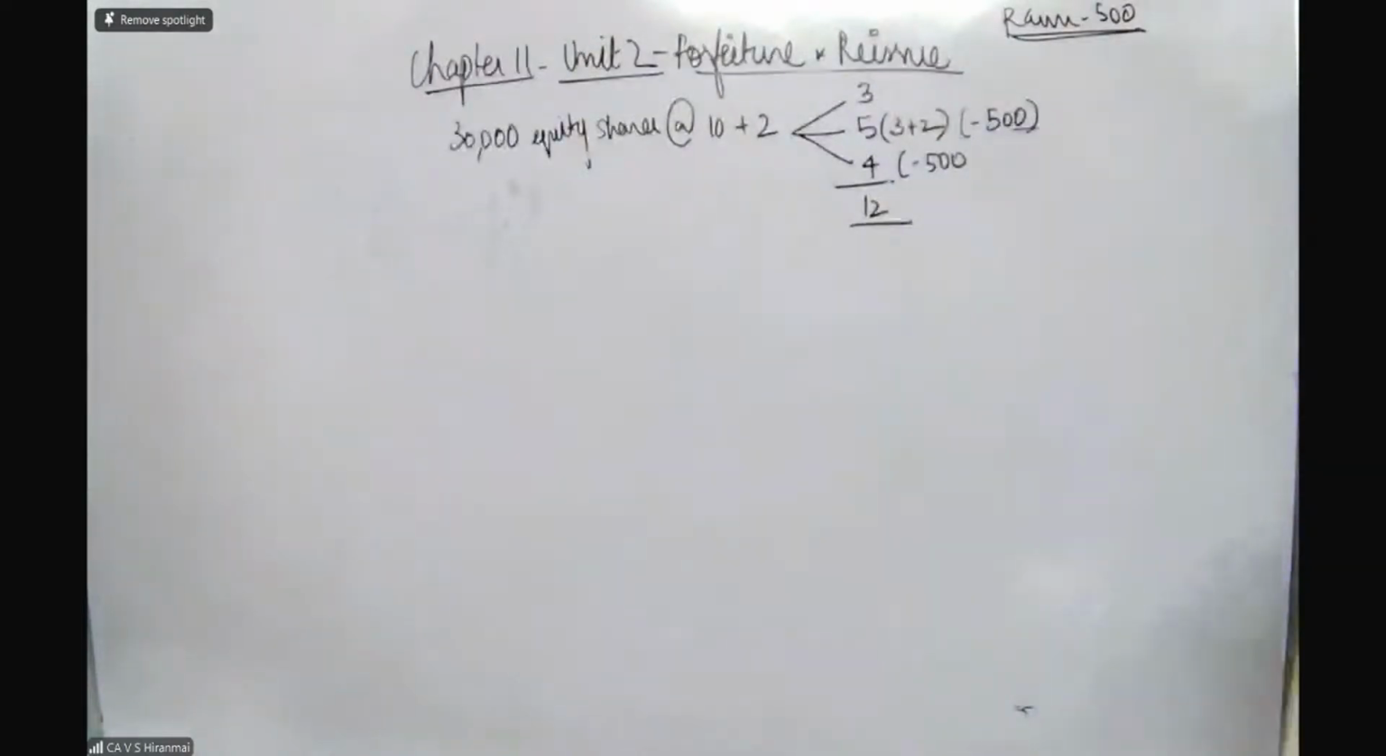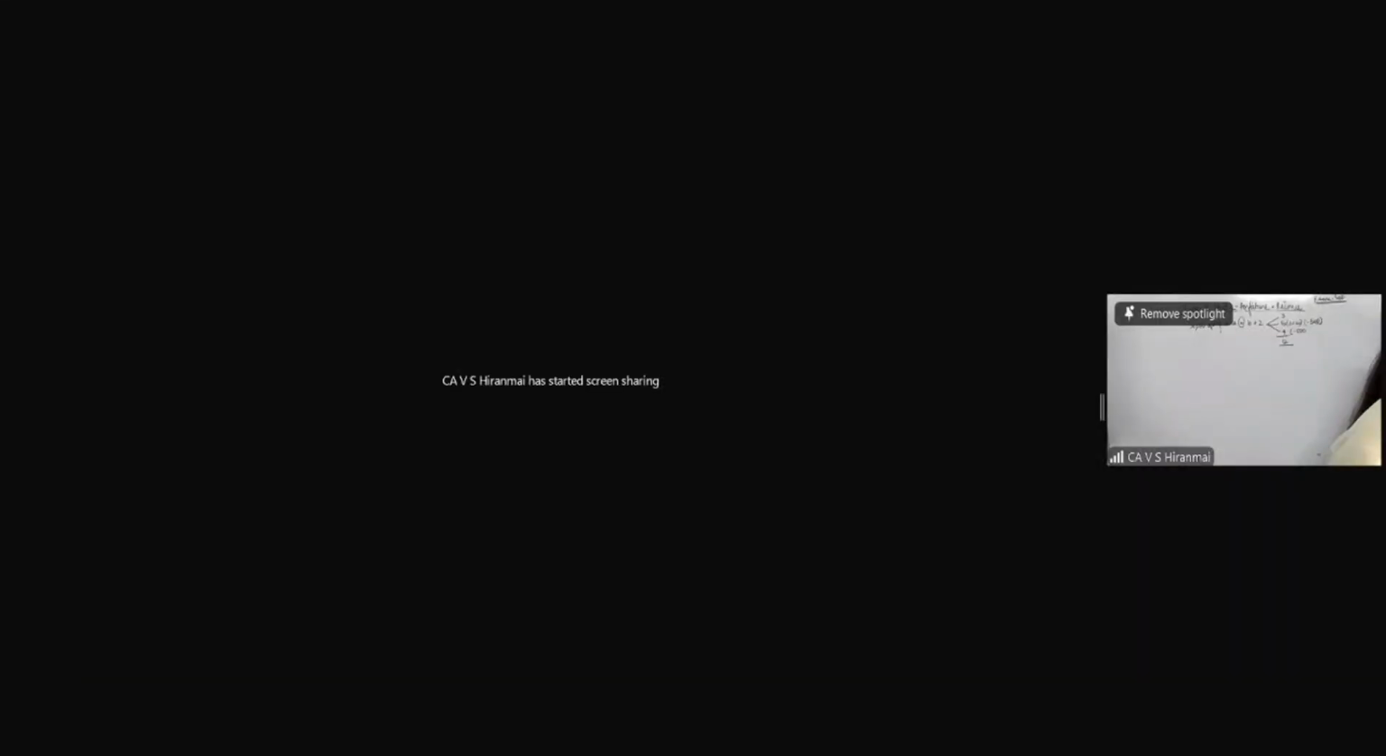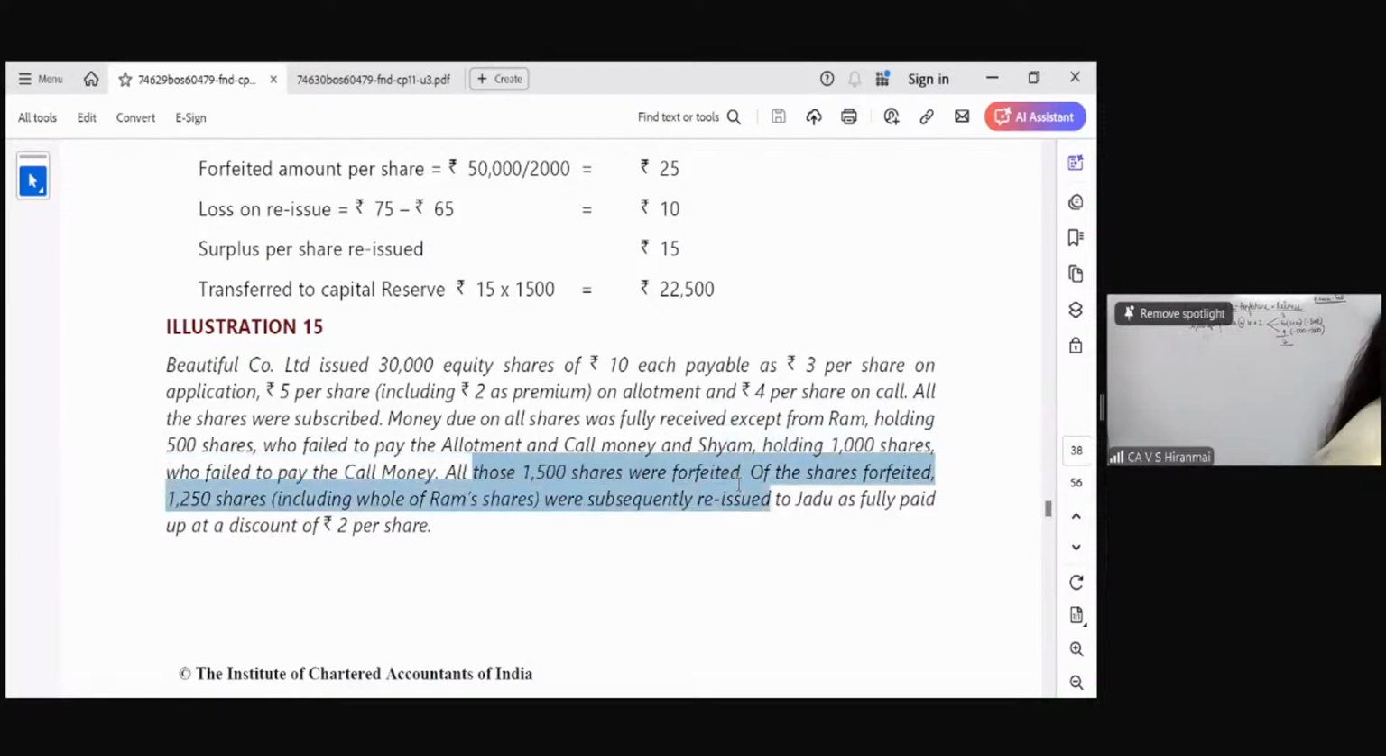So whenever there are calls in arrears in the question, simple. What did I tell you? I told you to put that minus and show it in the presentation. So there is another person, Shyam, holding 1,000 shares, who failed to pay the call money. So Ram, holding 500 shares, failed to pay two calls, which were allotment and first call. Then Shyam only the call money. So there are two people. Clear? All those 1,500 shares were forfeited.